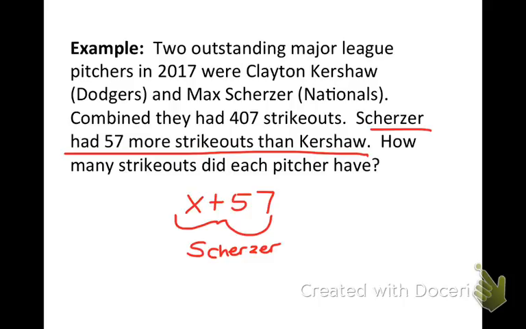Together, Scherzer plus Kershaw should have how many total strikeouts? 407. So what expression would represent Kershaw? Just x, right? So we have x plus 57 plus x, which is our Kershaw expression, equals 407. That's a pretty simple equation to solve, right? Go ahead and solve it for x.